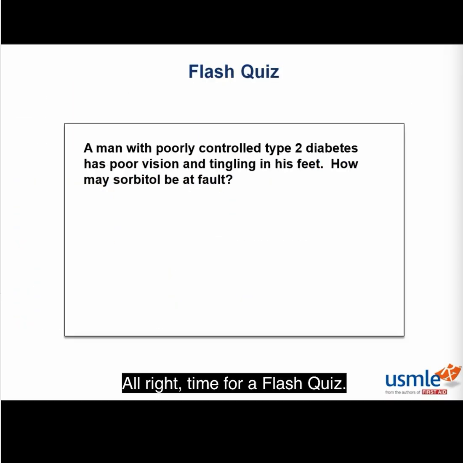Alright, time for a flash quiz. A poorly controlled type 2 diabetic man has poor vision and tingling in his feet. How may sorbitol be at fault?